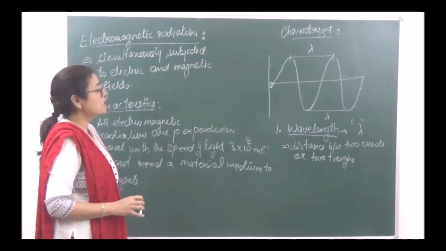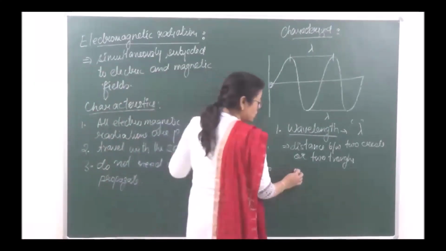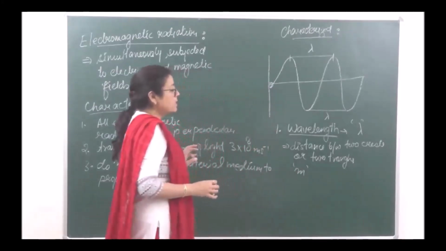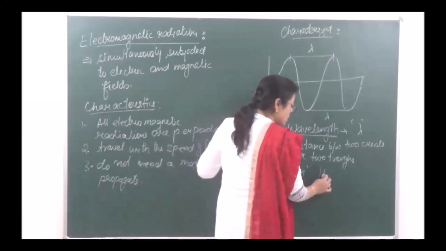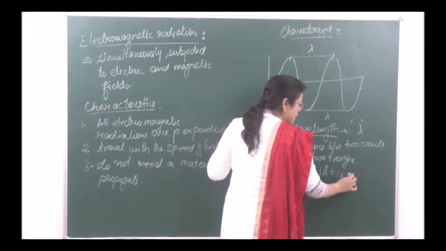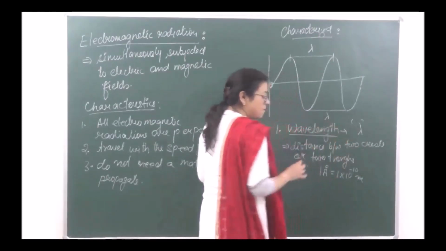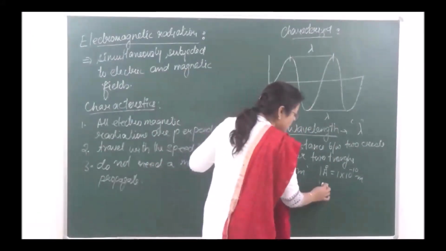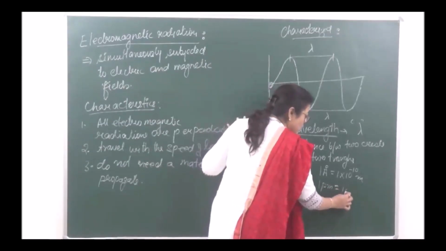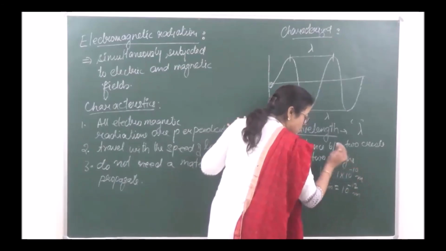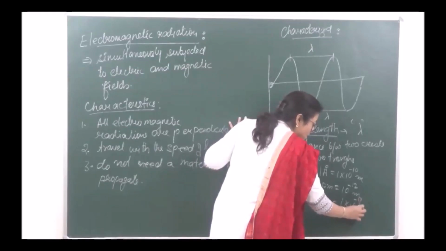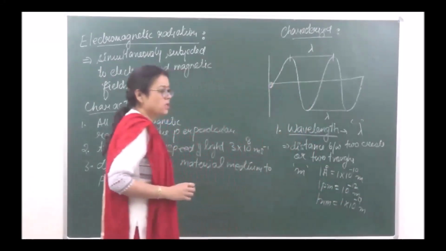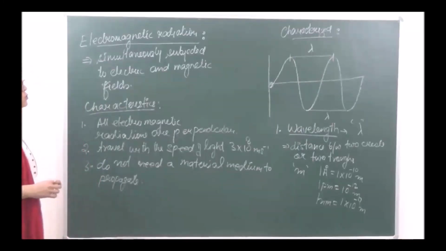The unit, because it is a distance, is meters, but meter is a very big unit to measure this, so we use smaller units like angstroms. 1 angstrom is equal to 1 into 10 raised to power minus 10 meters, right? Or we use picometer. 1 picometer is equal to 10 raised to power minus 12 meters. We can use nanometer, 1 into 10 raised to power minus 9 meters. So generally the units which we are going to use to measure wavelength are going to be these, right?